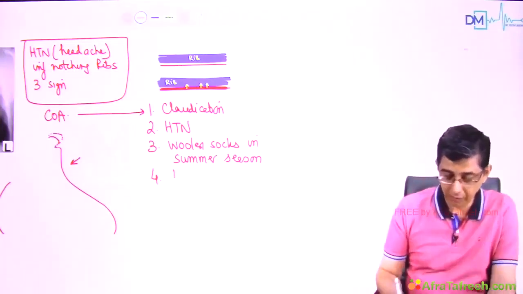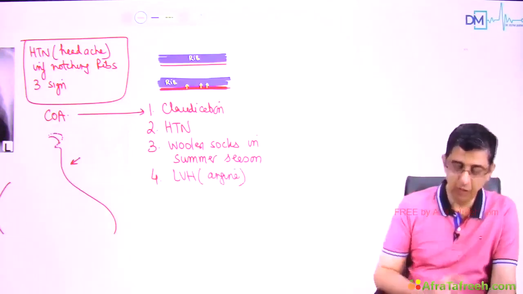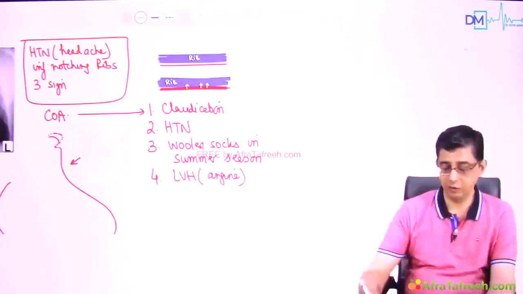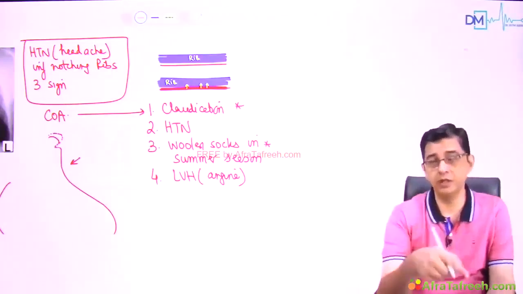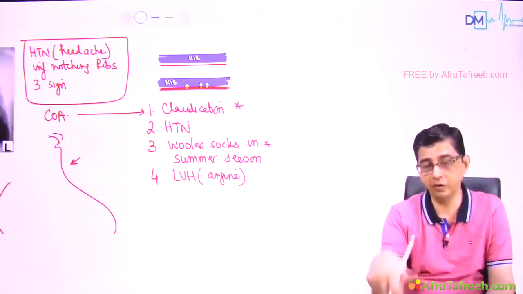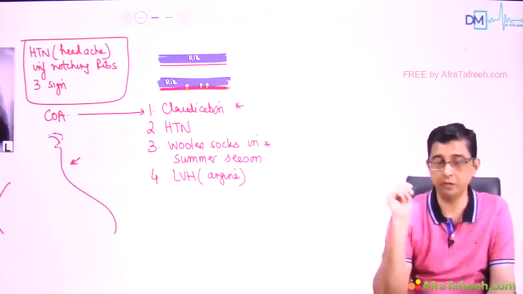Because of hypertension, left ventricular hypertrophy will set in, and angina will also occur in the patient. In the MCQ, you have to differentiate this presentation from that of aortic stenosis, which would be syncope, angina, and dyspnea. SAD is the mnemonic for aortic stenosis. Here it is claudication, hypertension, and woolen socks in summer with LVH.